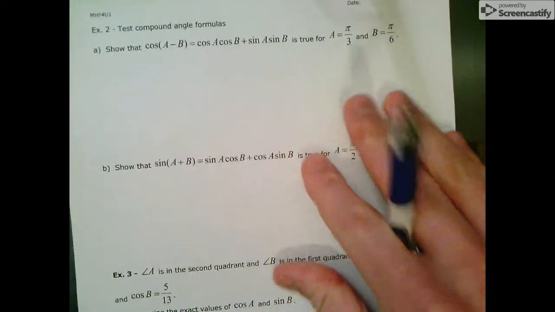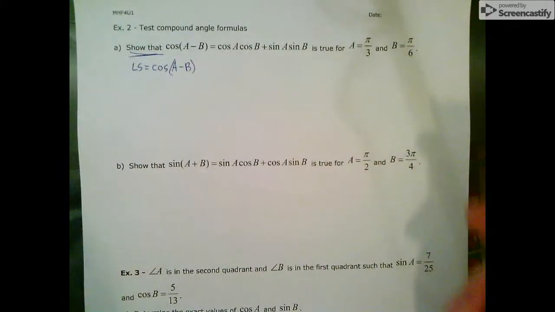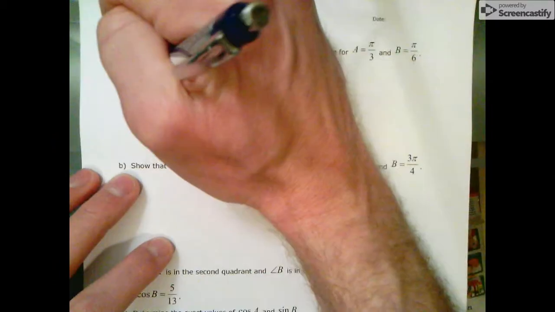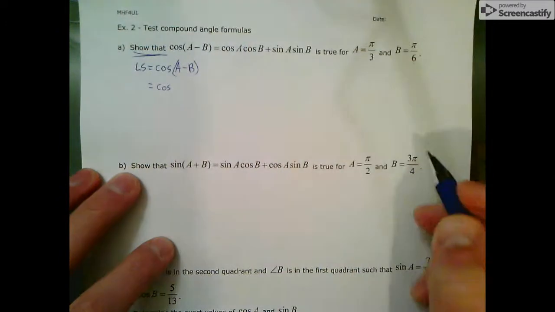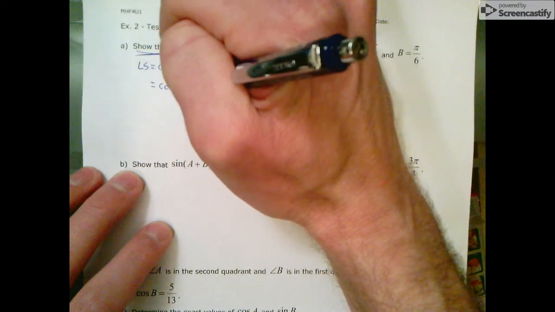So let's test these. When we test it, we just have to show that the left side is equal to the right side. So our left side is going to be equal to the cos of a minus b. And a is pi over 3, b is pi over 6. So let's do that. Cos of pi over 3 minus pi over 6.